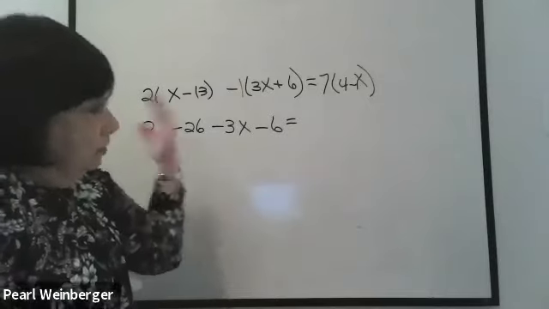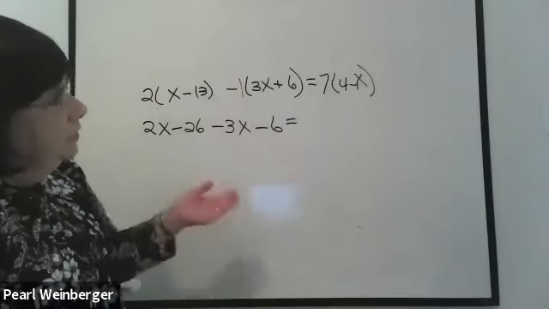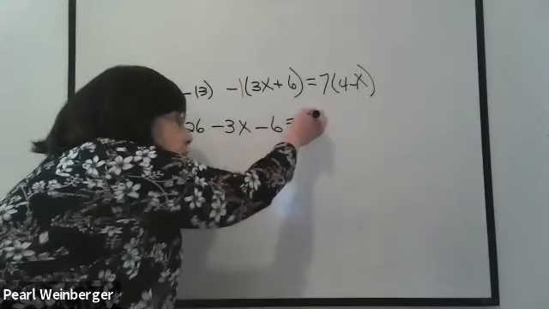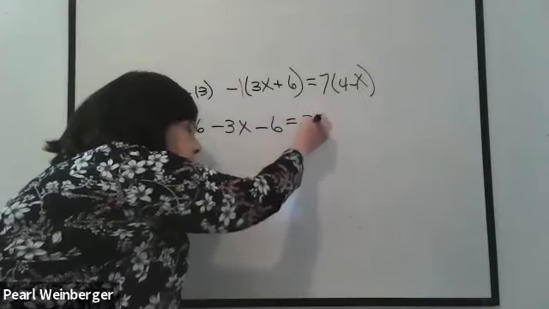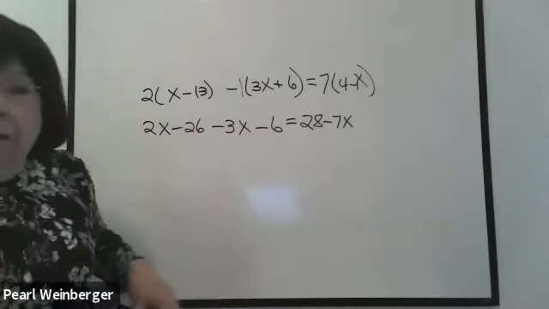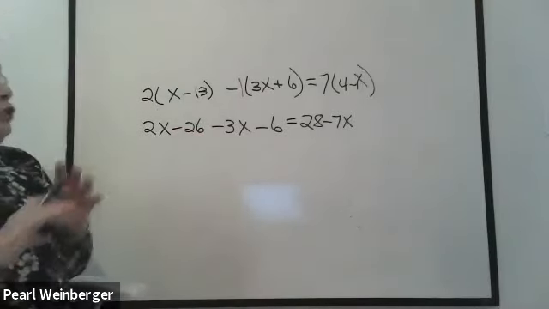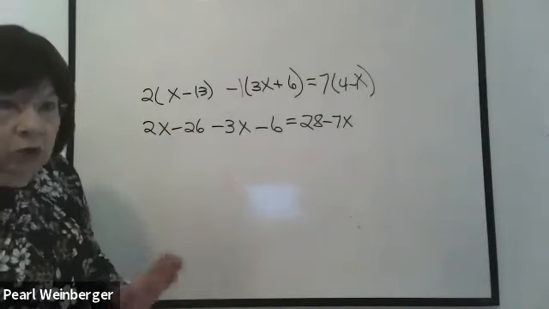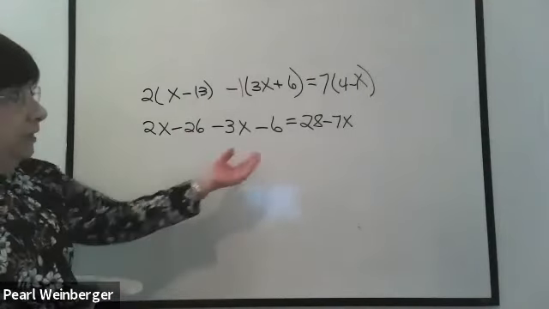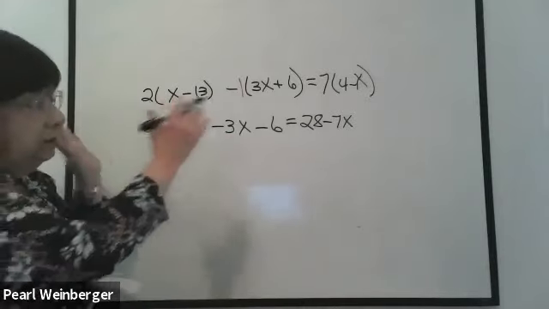On the right-hand side, I have a 7 in front of a 4 minus x. So 7 times 4 is going to give me 28. And 7 times -x is going to give me -7x. Okay, so we've accomplished step 1. We don't have any more parentheses. So our next step is to look at each side individually.